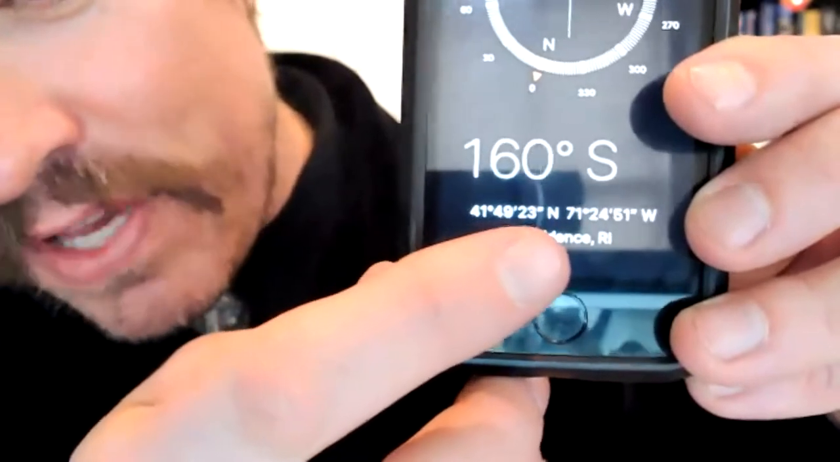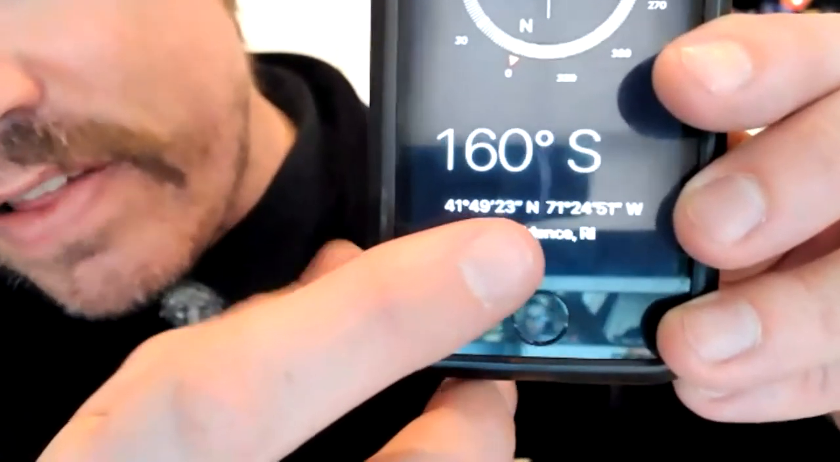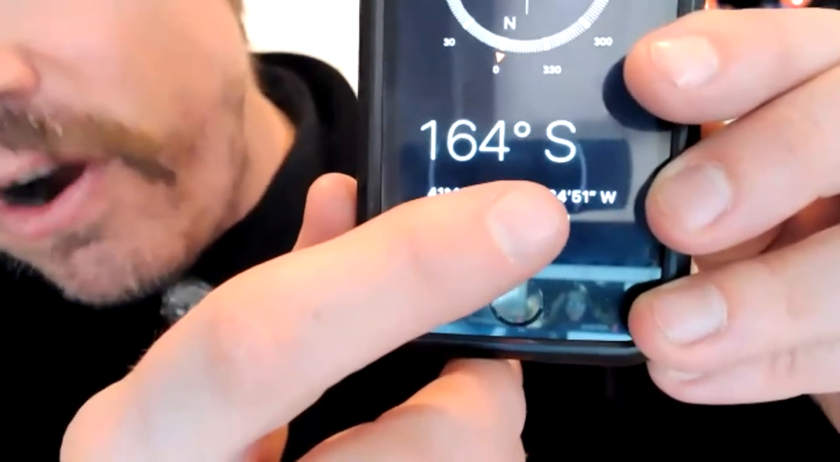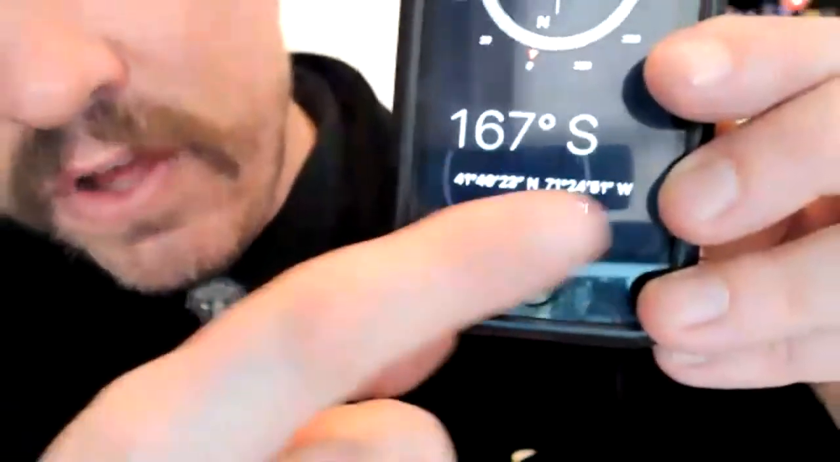And they even give you my position to the nitty gritty, give you it in arc seconds. Likewise, my longitude is 71 degrees, 24 arc minutes and 51 arc seconds. So they use arc minutes and arc seconds for latitude and longitude.